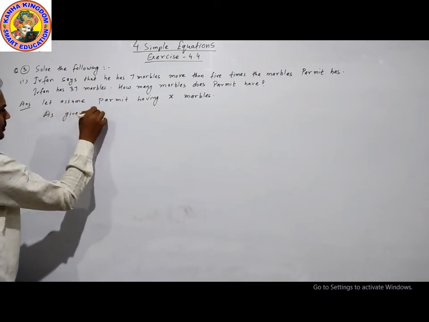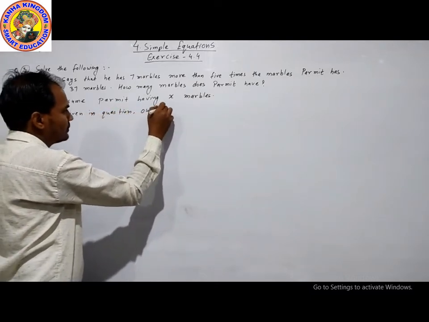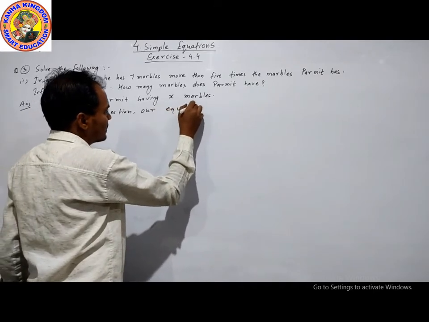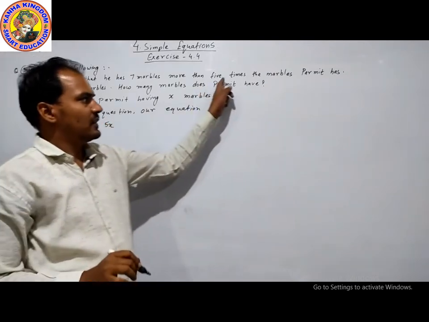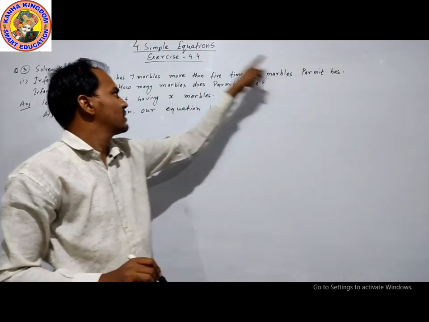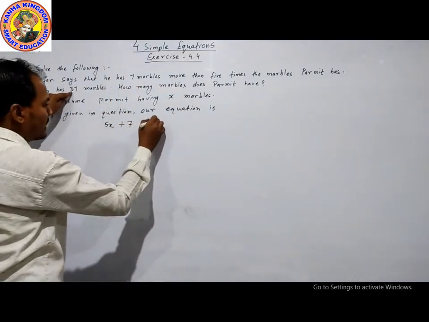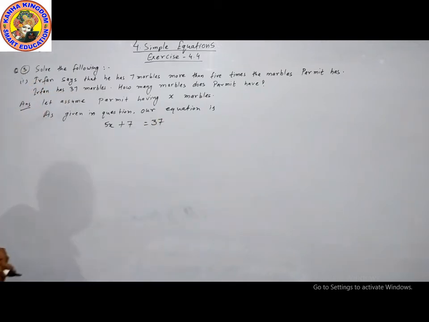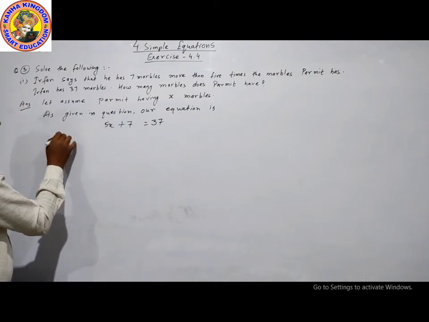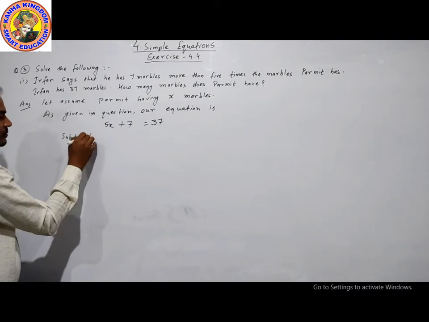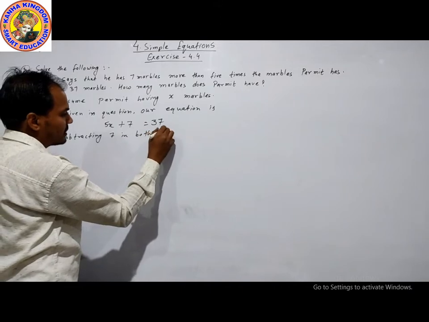As given in the question, our equation is: here are 5 times Parmeet means 5x, more than 7 means plus 7. Irfan has 37. Total are 37 marbles. Now here is plus 7. Subtracting 7 from both sides.